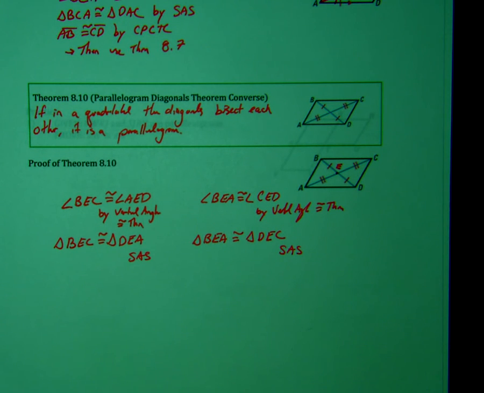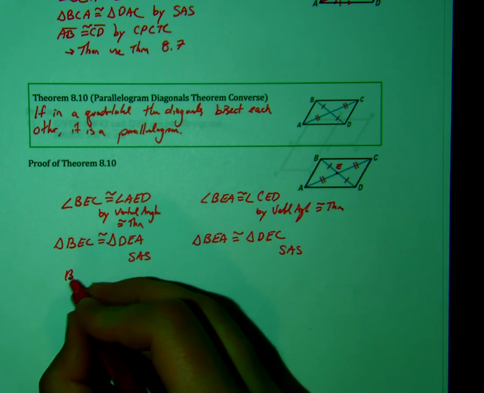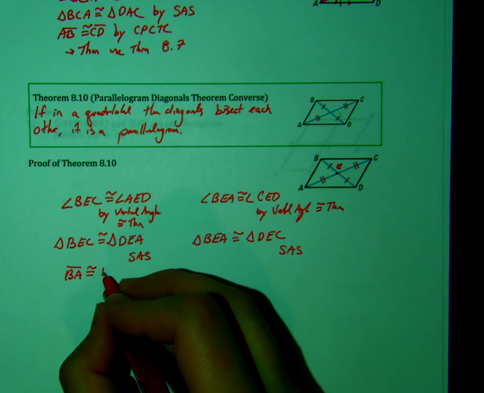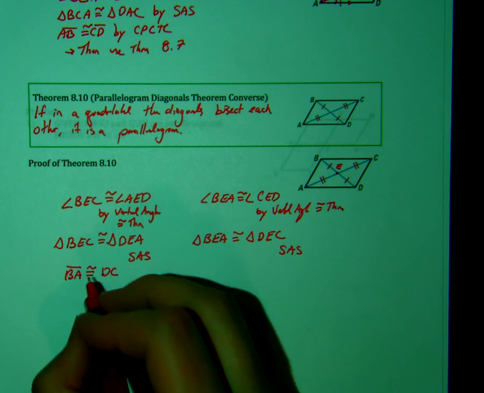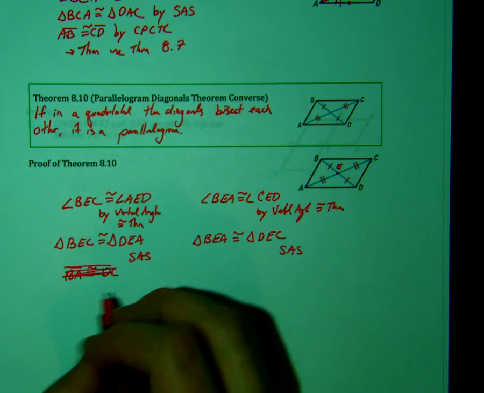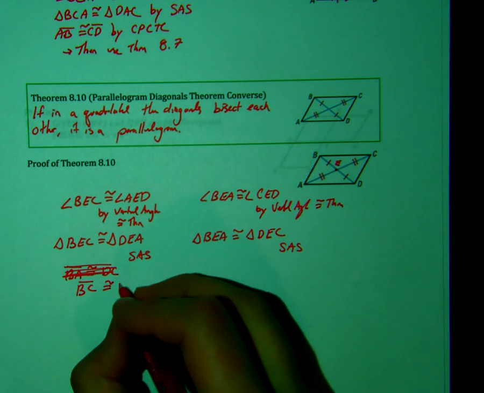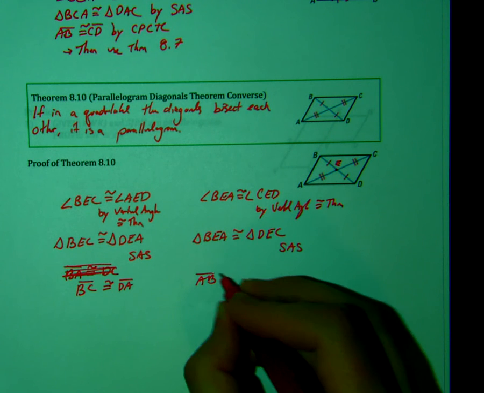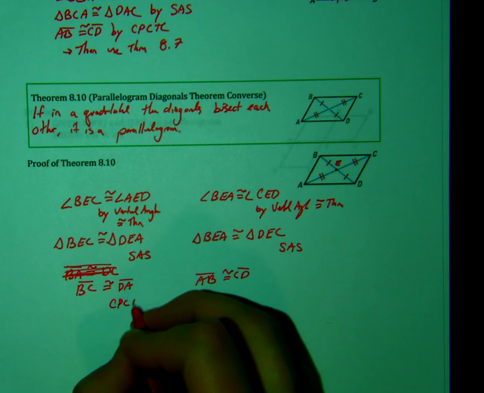Okay. And now with these two pairs of congruent triangles, BA is congruent to DC. Oh, I'm on the wrong side here, BC, so let me do this one on this side. BC is congruent to DA, and AB is congruent to CD, and these are both by CPCTC.